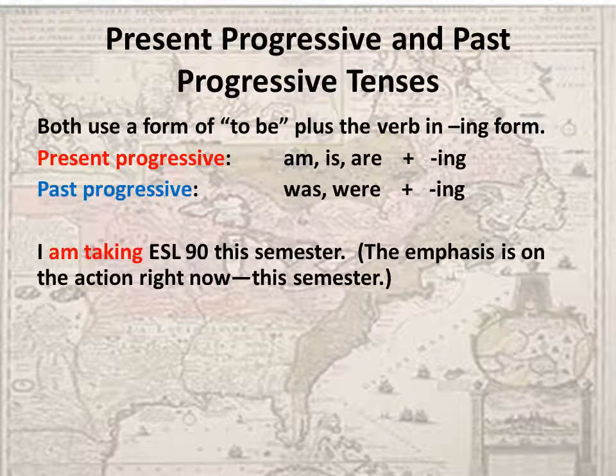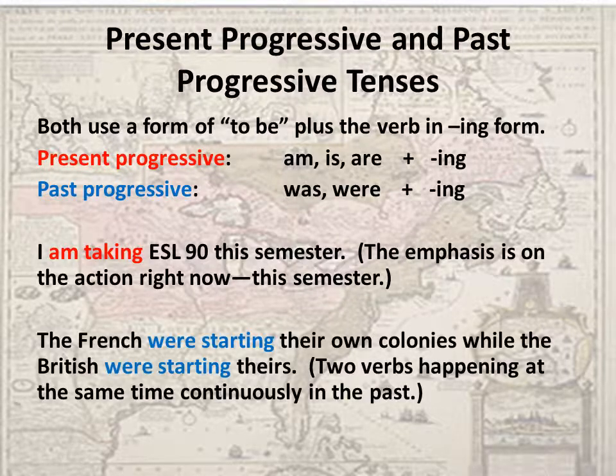I can say, I am taking ESL 90 this semester. So here the emphasis is on the action right now, this semester. So right now is what we mean by present progressive. However, that right now can mean this semester or this year or this period in my life.